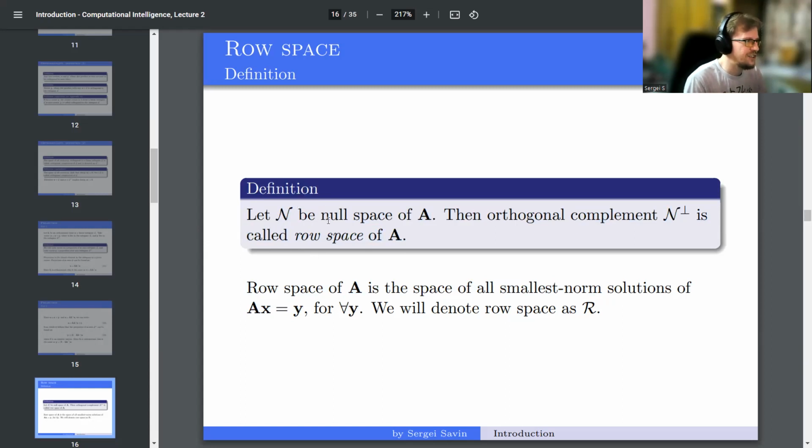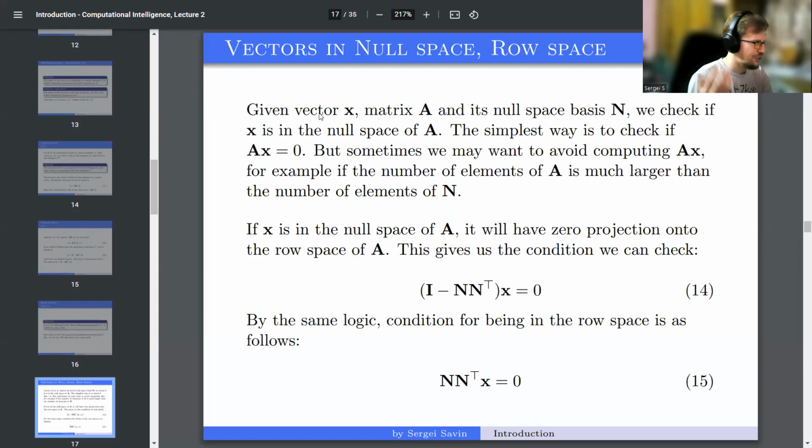So every vector that is orthogonal to any element in N, in the null space, would automatically be in the row space. And every vector, period, any x can be decomposed into 2 components: a null space component and a row space component. And how do we find those 2 components? By projection, the way we discussed in the last slide. Because those 2 spaces are orthogonal, we can easily project. Let's look at those projections.